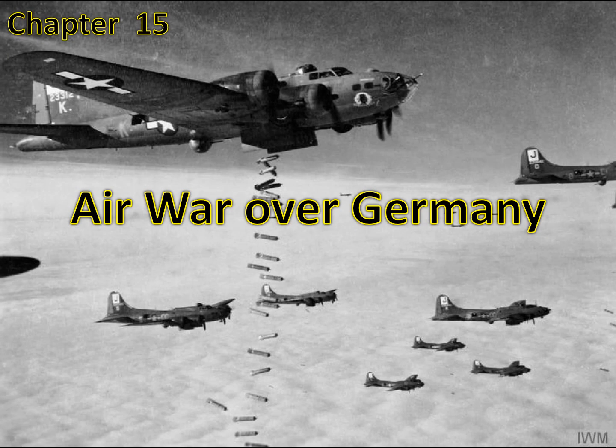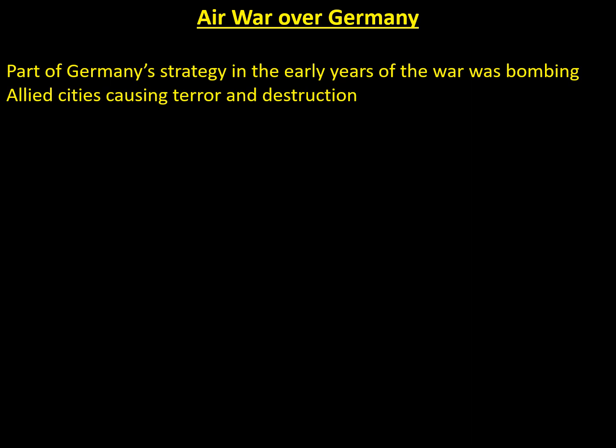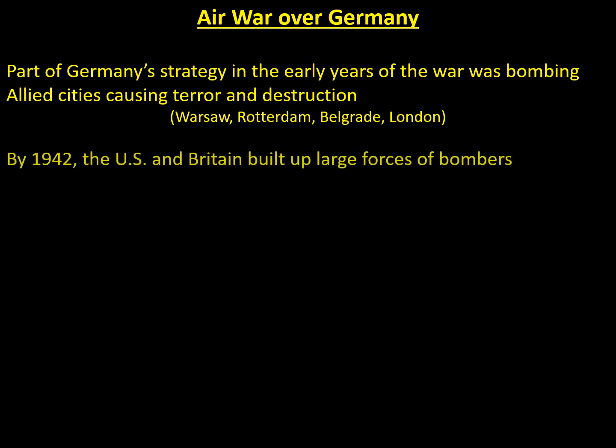Today's activity is going to look at the air war over Germany. Part of Germany's strategy in the early years of the war was bombing Allied cities, causing terror and destruction. The Luftwaffe had bombed Warsaw, Rotterdam, Belgrade, and then, during the Blitz, London and other British cities.